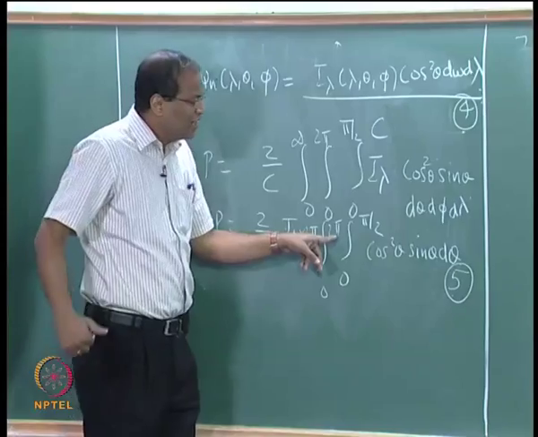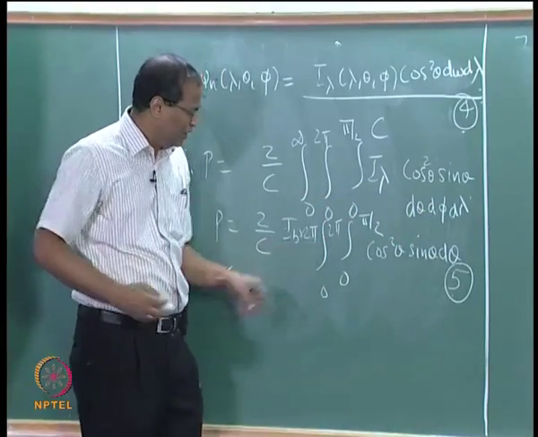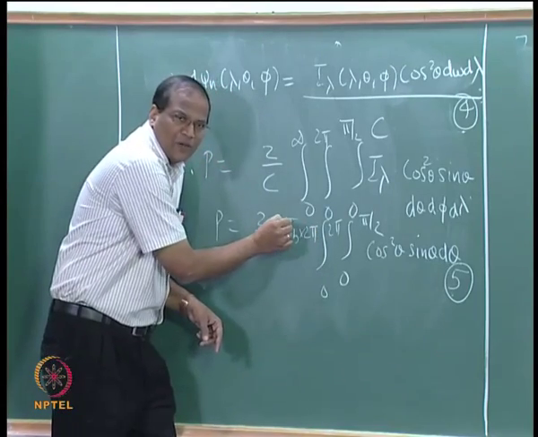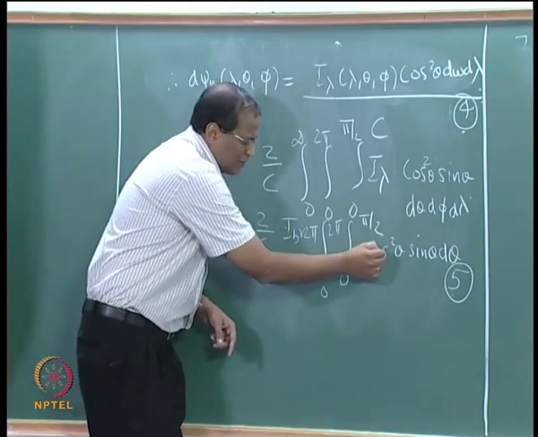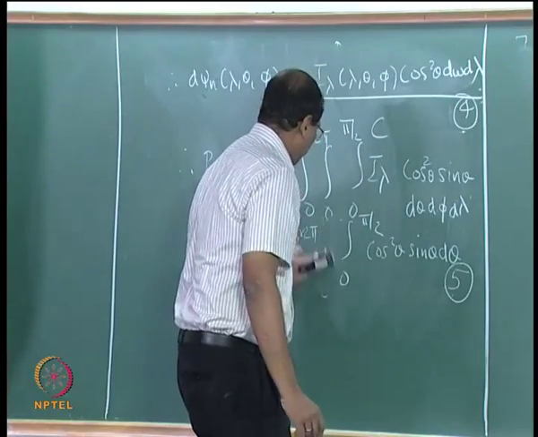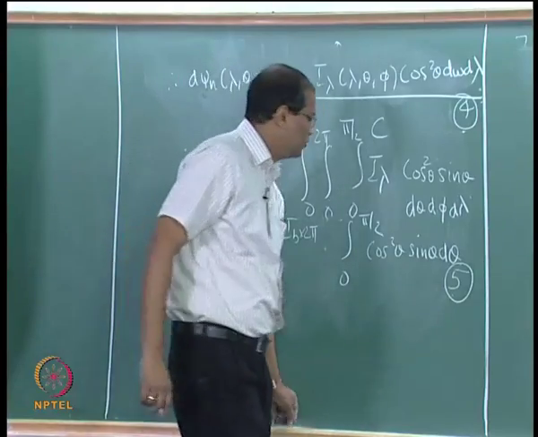Second, I already did my integration with respect to d phi, because I is anyway independent, so I multiplied by 2 pi. So I have done an integration with respect to phi, and an integration with respect to lambda, but the only thing remaining is I have to do the integration with respect to theta, correct. Can you do that?